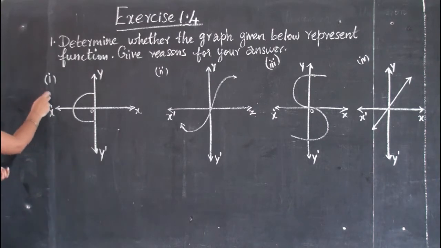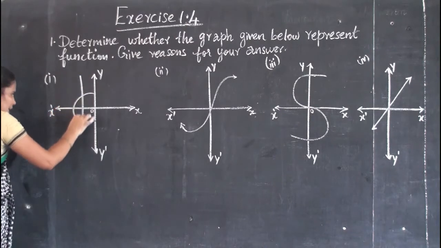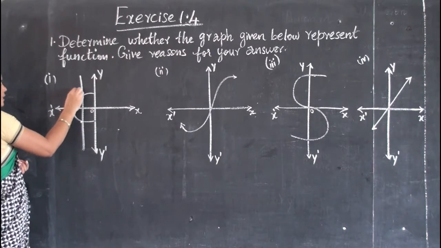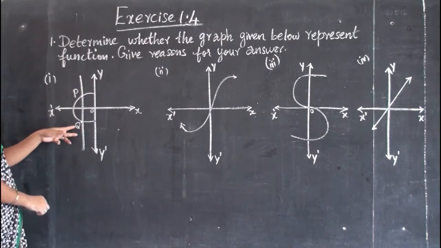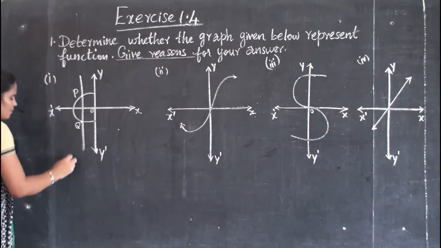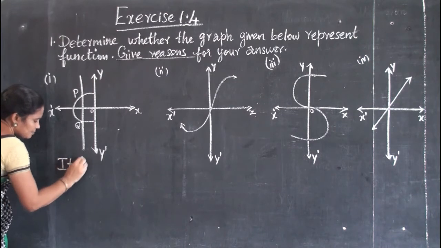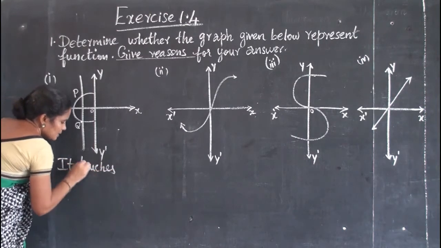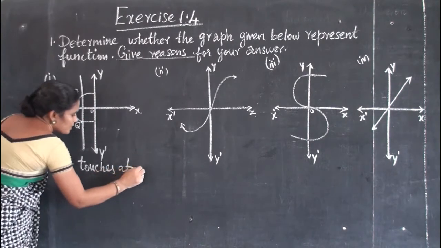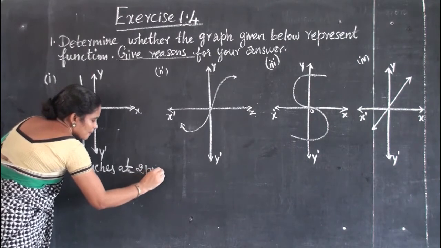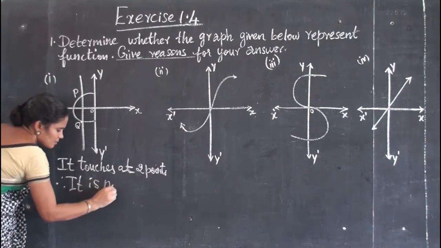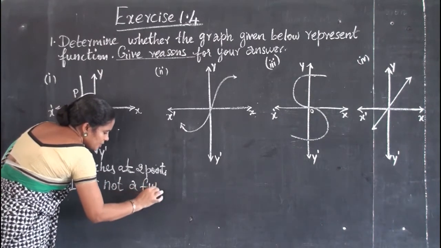Let us go on with the first question. Draw a vertical line. Now you can see it touches at 2 points. More than one, so it is not a function. So what reason shall we write? First, it touches at 2 points, therefore it is not a function.